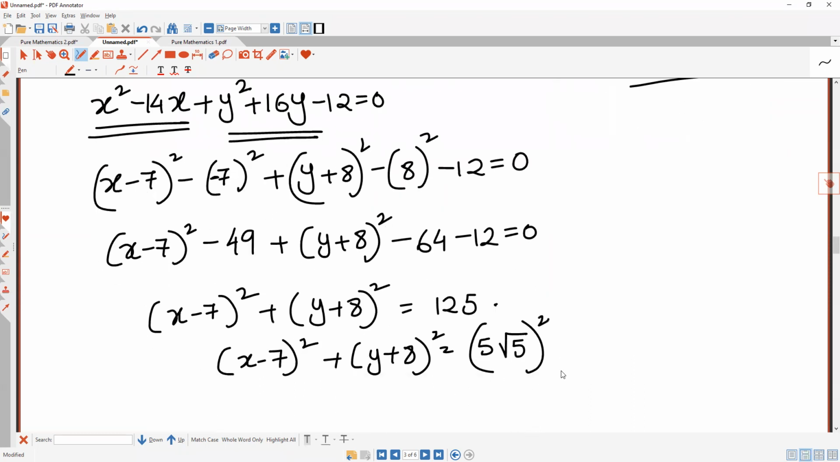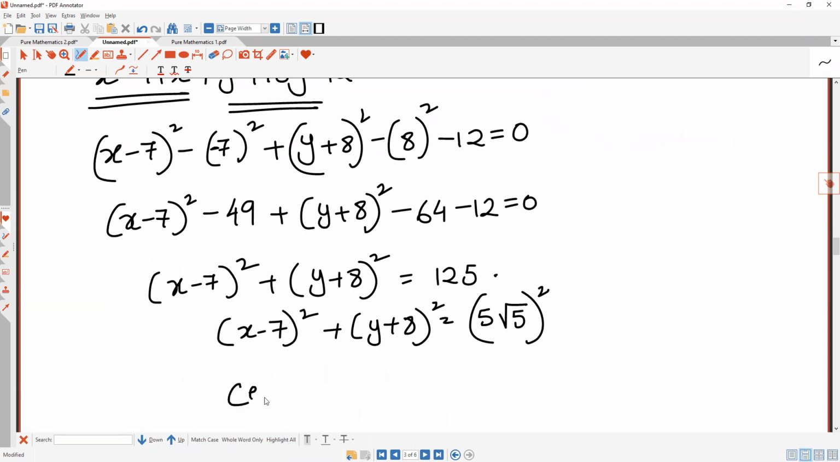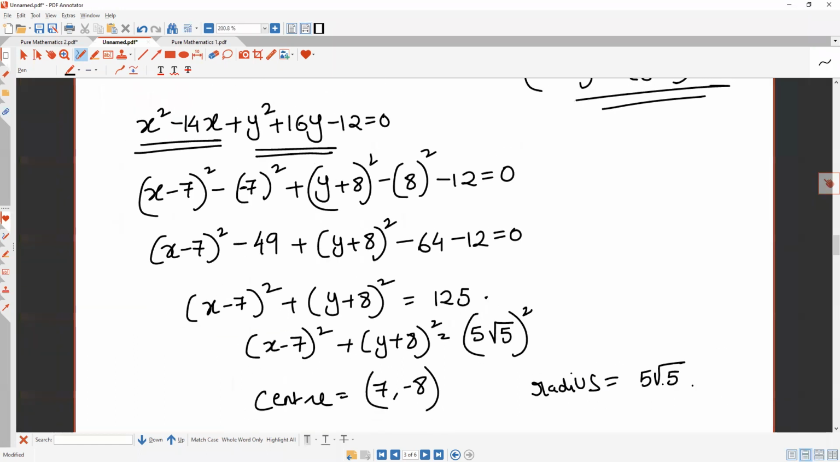If someone asks you the center, you will write center equals 7 comma minus 8, the opposite sign. And if they ask you the radius, it's 5 root 5. Is this clear? I want you guys to do this on your own right now, the whole thing.